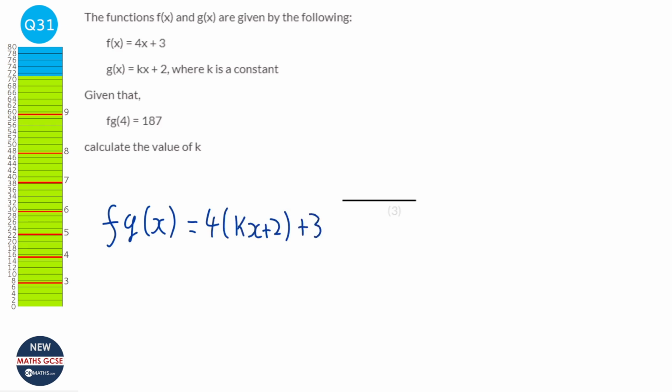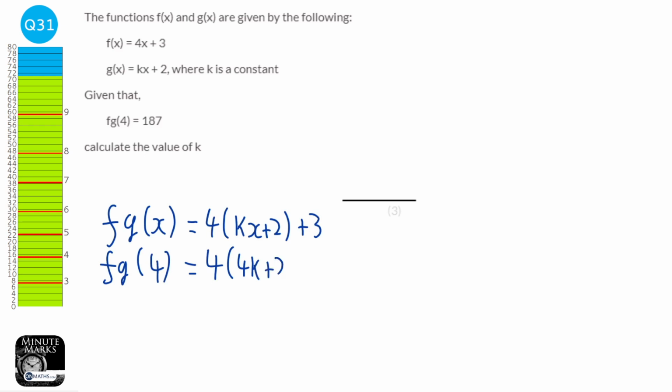Now this says that fg, when 4 is put into it, gets an answer of 187. So let's put that 4 into it. So 4 brackets, and it's k times 4, so that's 4k, plus 2, plus 3. And it says that that will equal 187. So we've actually got something we can solve here.